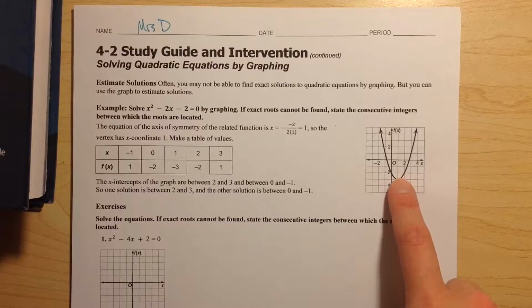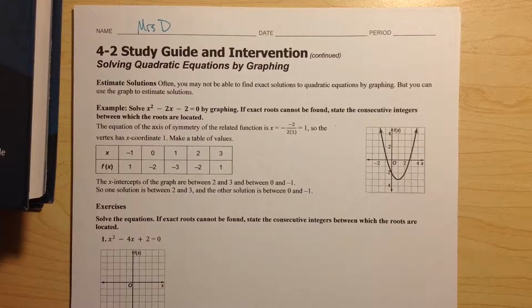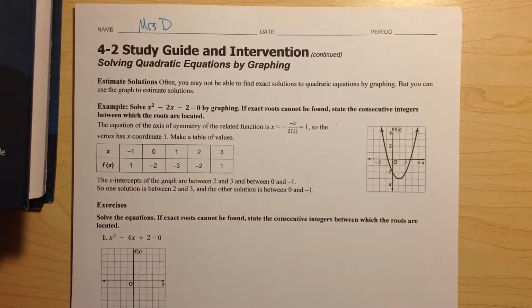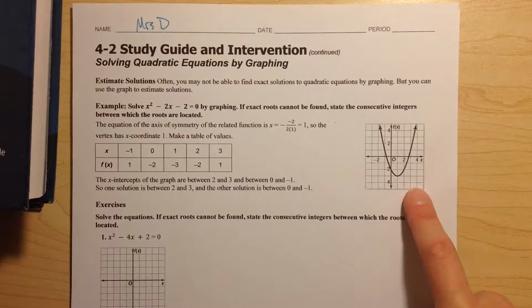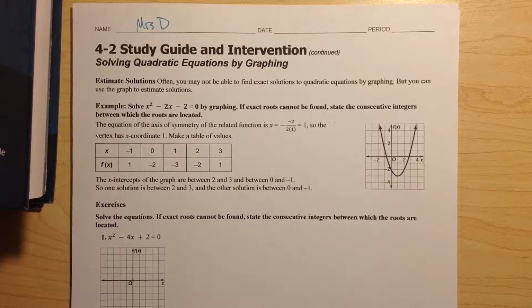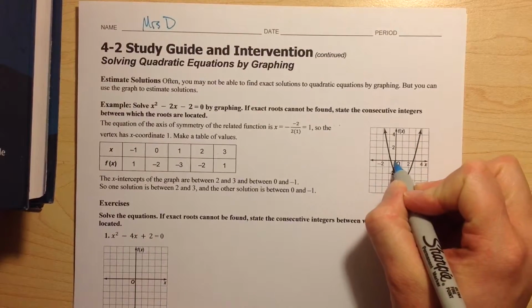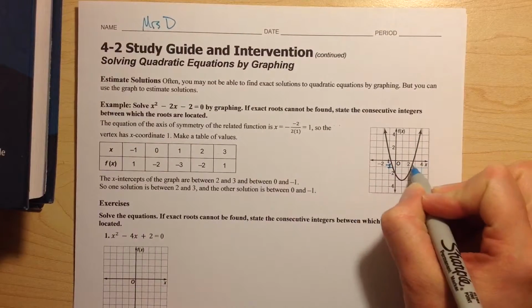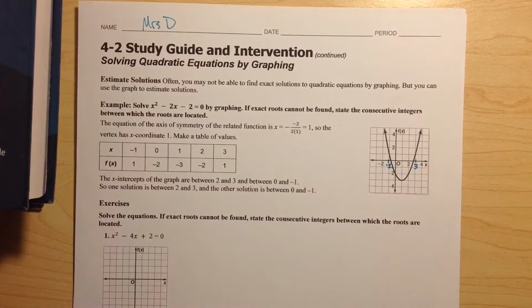So let's take a look at this one for example. It's already graphed for us, and we're going to graph one ourselves down below for a second. But take a look here. I see it's not crossing at nice integer x-intercepts. I see that it's between 0 and -1. I see it's between 2 and 3, but it's not crossing nicely at any of those.